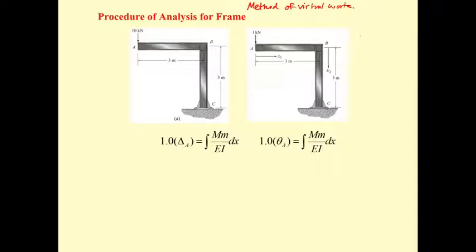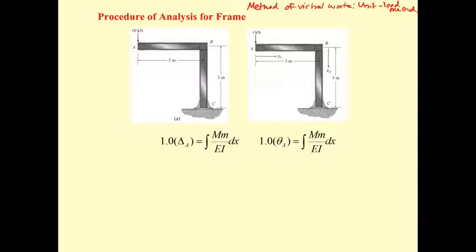Virtual work can be used to analyze the truss, the beam, and the frame. This is the third type of structure that we are going to use this method of virtual work. We also call this the unit load method, because when we analyze a structure, we put a unit load, maybe a unit force, maybe a unit moment, at the point of the structure where we want to determine the deflection or the slope.